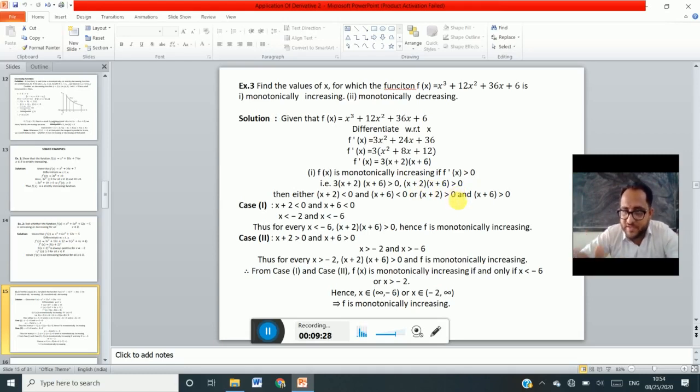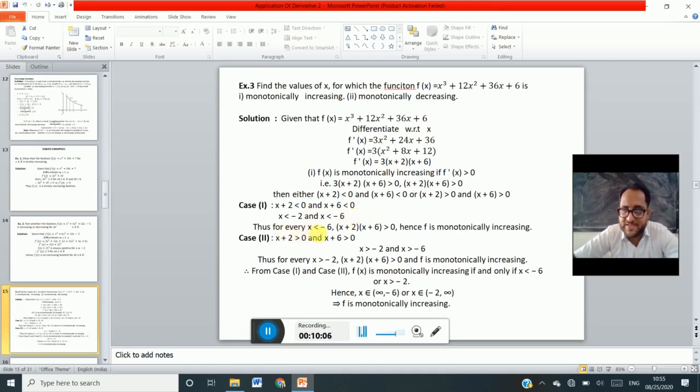So in these two cases, if both are negative or both are positive, the product should be positive, meaning greater than 0, right? So see here, either x + 2 < 0 and x + 6 < 0, or x + 2 > 0 and x + 6 > 0, meaning both negative or both positive. Okay, first case, both are negative, less than 0, right? Means x < -2 and x < -6, because +2 goes to the right side, 0 - 2 is -2, and here 0 - 6 means -6, right?